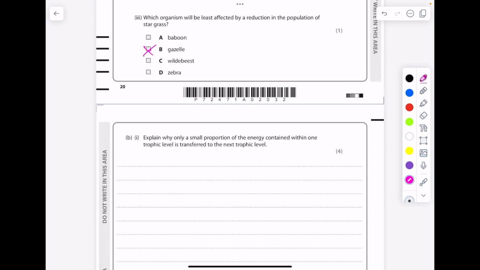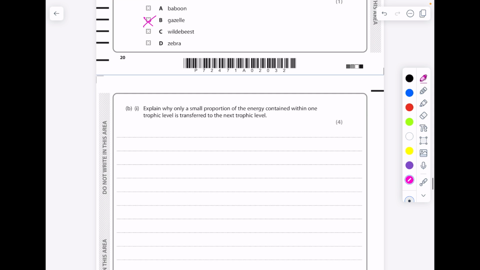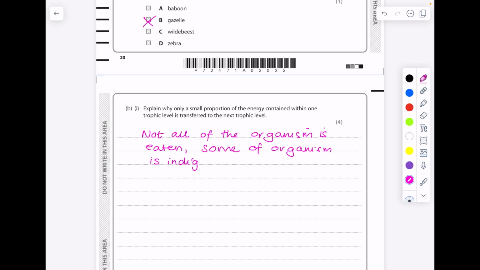Explain why only a small proportion of the energy contained within one trophic level is transferred to the next trophic level. Gosh, this comes up so often. You must learn this. It's because not all of the organism is eaten. Some of the organism is indigestible. There are losses in respiration, heat loss, movement.